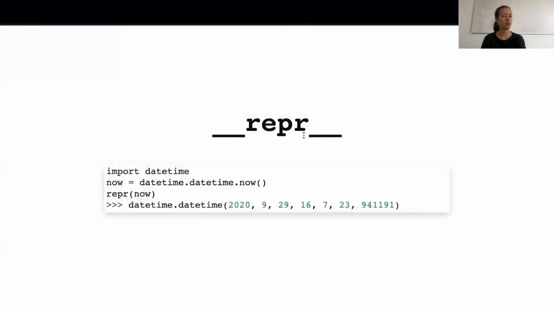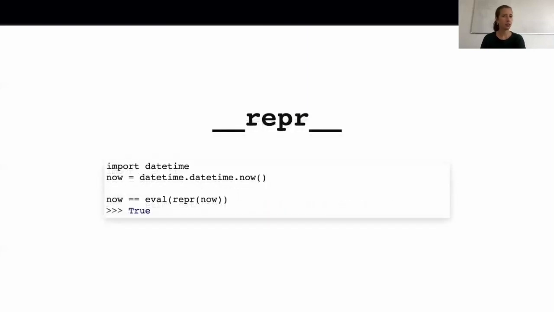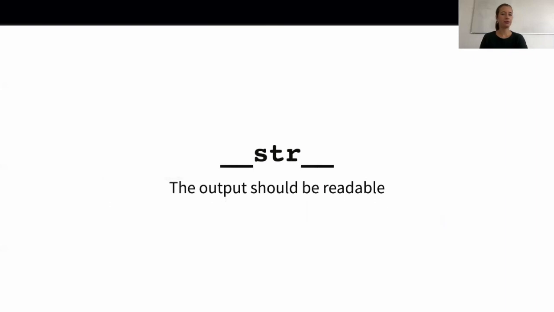Here's the output. It tells us exactly what kind of object we are looking at and its values for the date and time. We can use this representation to recreate the original object by first calling repr on it and then evaluating the result. Let's take a look at str and how it's different to repr. The output of the dunder str function should be readable. Just think about how the object should look for a user, not a developer.